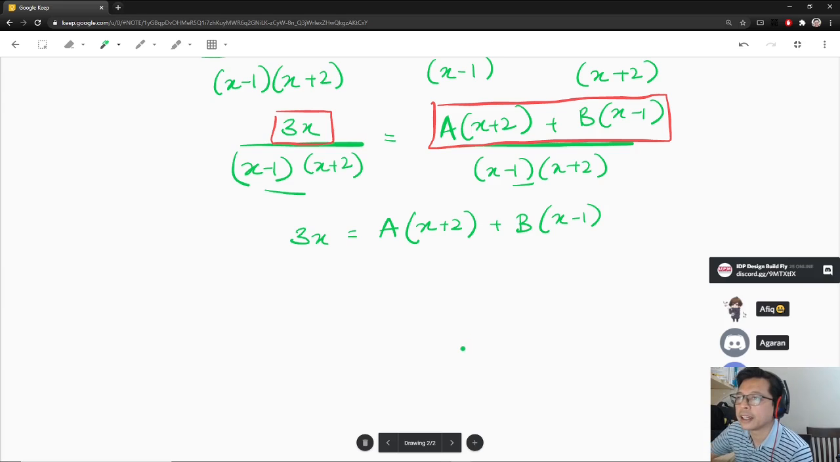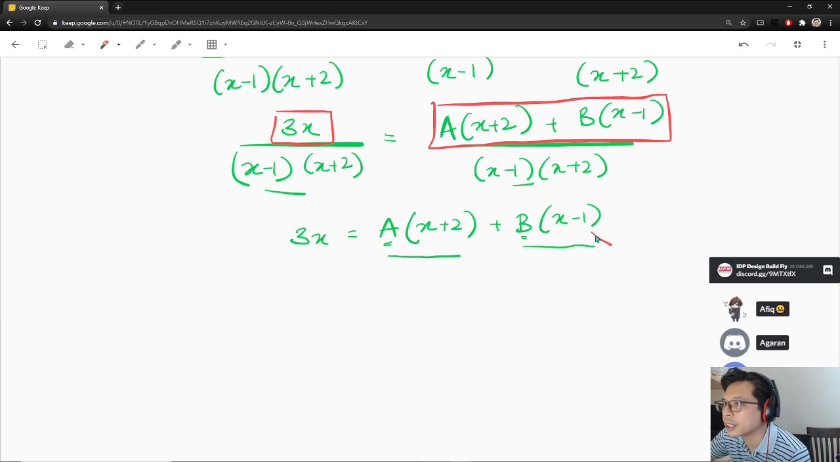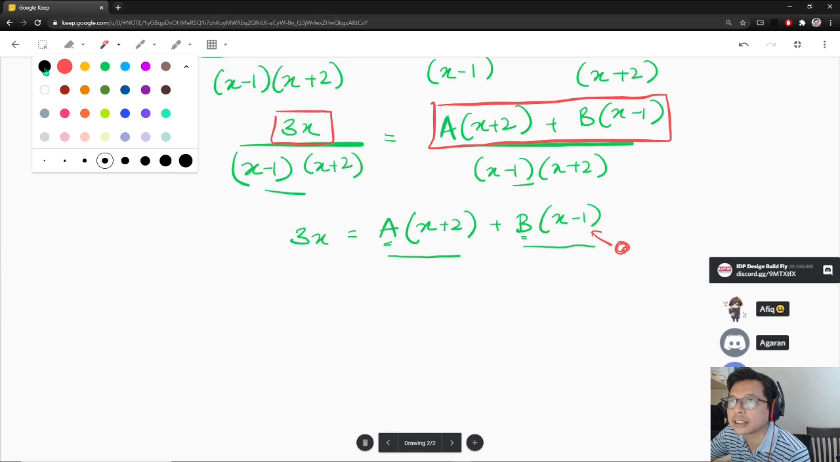All right, so now our job was actually to find a and b. How do we do this? An easy way is to eliminate b first so that you can find a, and then next we eliminate a to find b. How to eliminate? You see this here, it's x minus 1, right? So we need to make this equal to 0, so that we can eliminate this and calculate this. Okay, so let's try this.